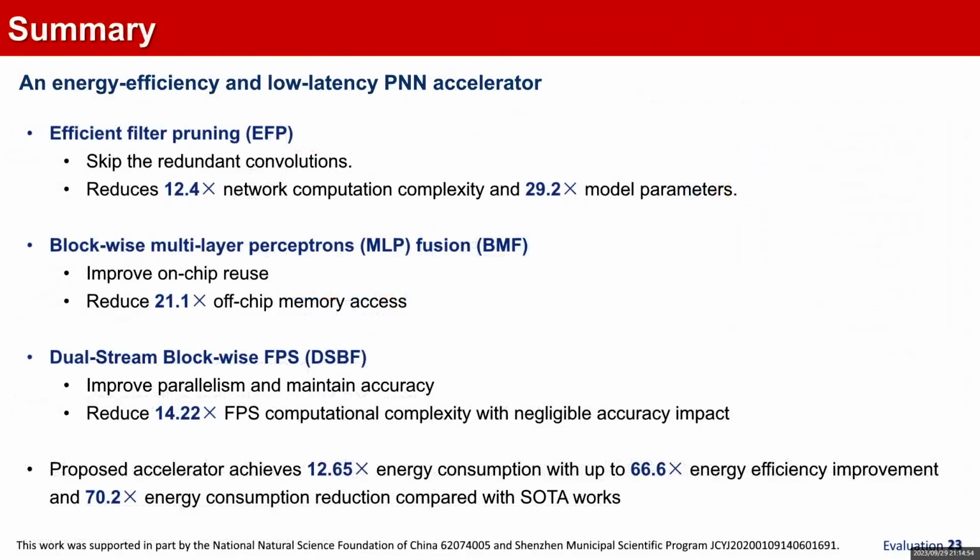So finally, I would like to conclude my talk today. An energy-efficient real-time PNN accelerator is proposed to reduce the high energy consumption and latency caused by convolution. An efficient filter pruning is proposed. A blockwise MLP fusion is proposed to increase the on-chip reuse of features and significantly reduce off-chip memory access of point features in MLPs. Then, to eliminate the latency bottleneck of sampling, a downstream blockwise FPS method is proposed to enhance the parallelism of sampling while maintaining the inference accuracy.